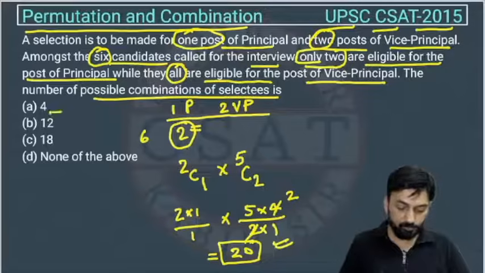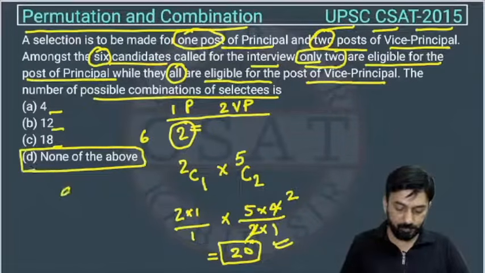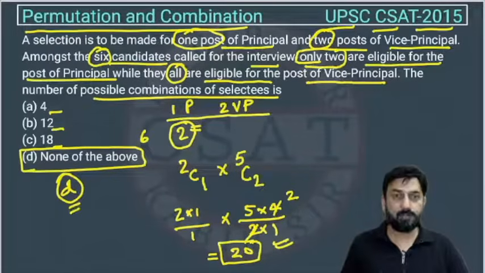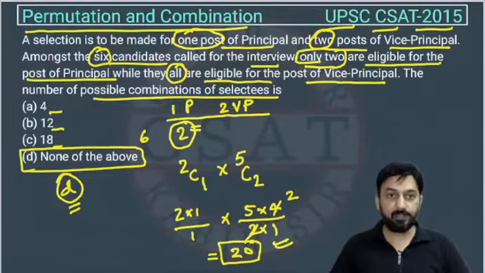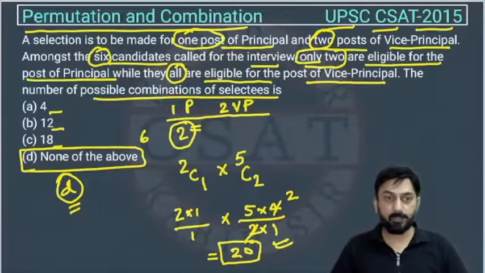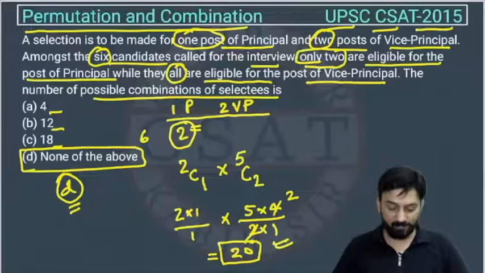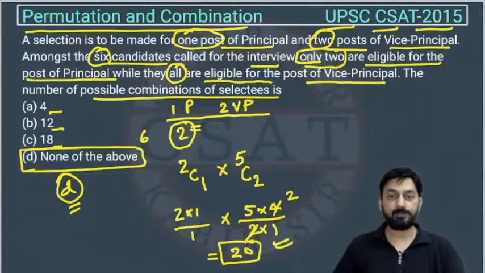There is no such option, right? So the answer will be option D, none of the above. I have seen many students, if they see this kind of none of the above, if they get this answer, they think they are making some mistake. This is a very common perception, but the answer of this question is option D.